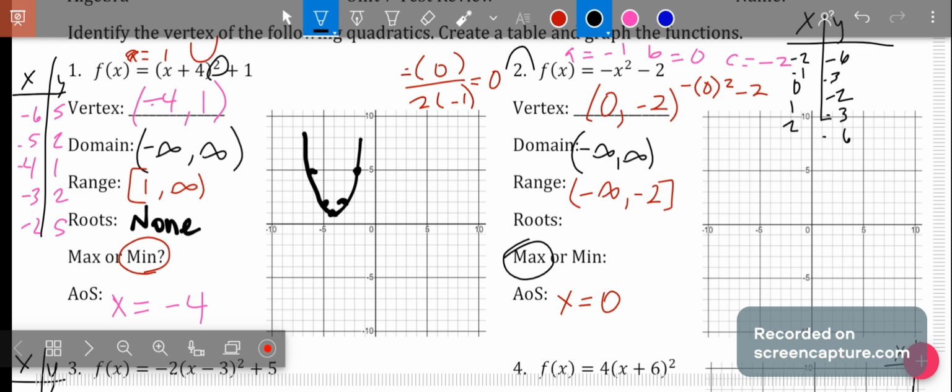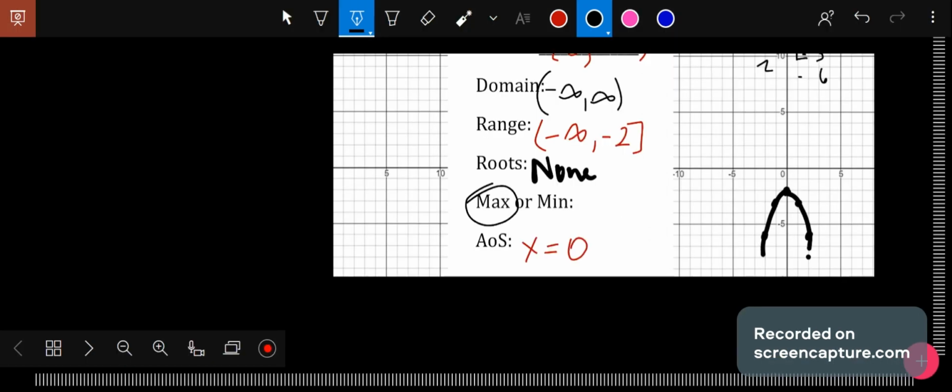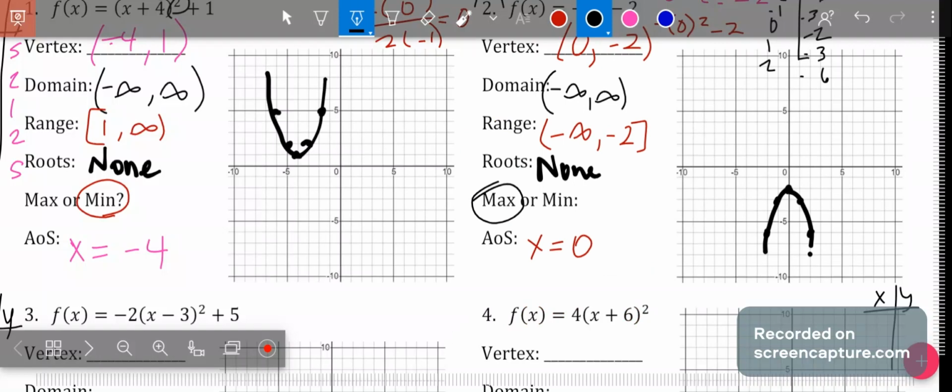Again, you can use Desmos or the table function from your calculator. Either way, you'll get the correct answers here. So we have 0, -2, 1, -3, 2, -6, and then -1, -3, -2, -6. Yet again, we have no roots because my quadratic function does not touch the x-axis at all.